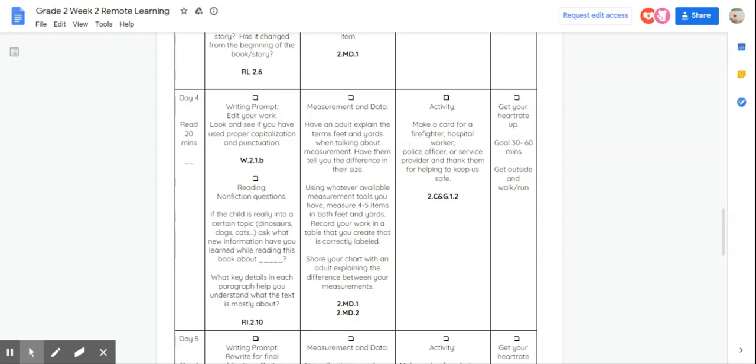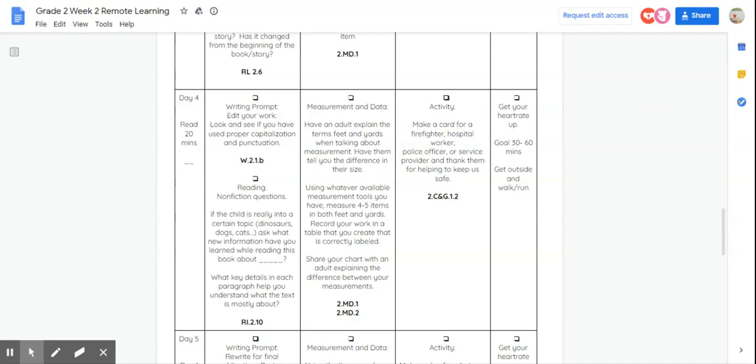Record your work in a table that you create that is correctly labeled. Now, if you don't exactly know what a table is, you can just make a little list and label, like you could say items and then list the items underneath. And then you could say a length and then list the length underneath. Share your chart with an adult. Explain the difference between your measurements. So if you had the length of a football and then you had the length of a window, the window, of course, is probably going to be bigger than the football. Explain what you used to measure the two items and how they differed.